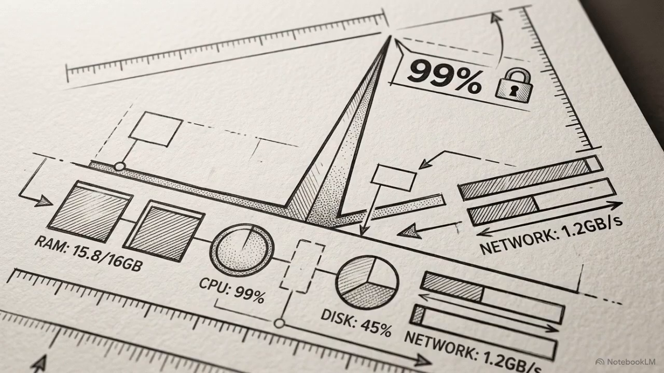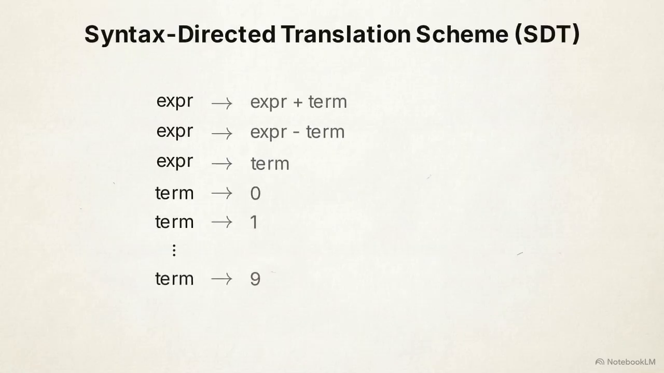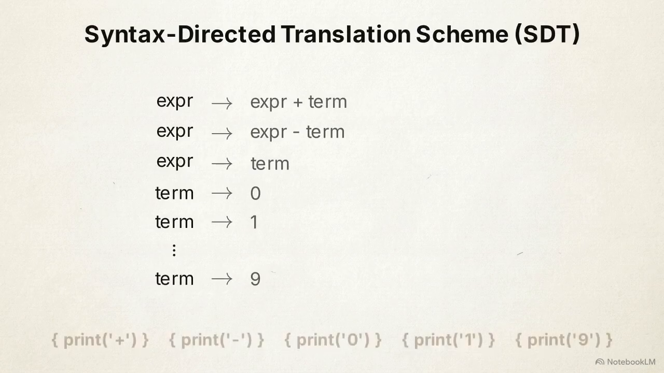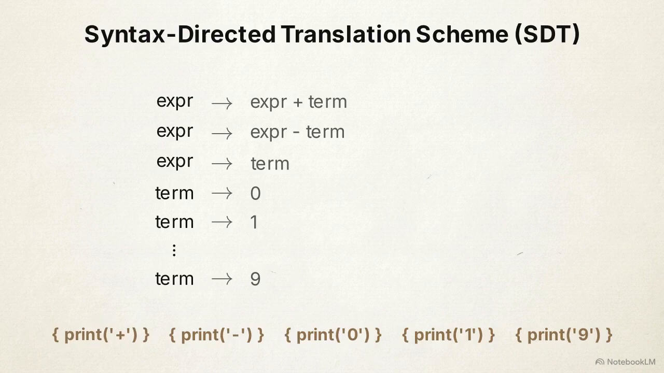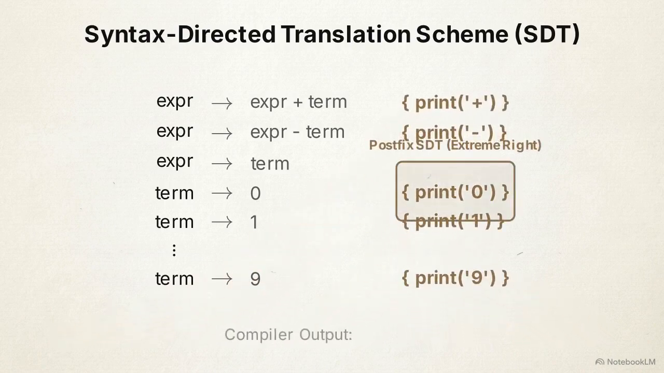Building a parse tree for short math is trivial, but for massive software programs, building massive trees and storing concatenated strings introduces significant memory overhead. The translation scheme, or SDT, allows us to generate output incrementally without storing data in memory. We achieve this by embedding semantic actions, these program fragments inside curly braces, directly into the grammar rules, specifically placed at the extreme right of the productions.